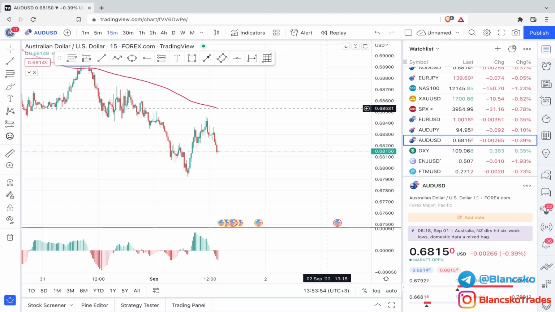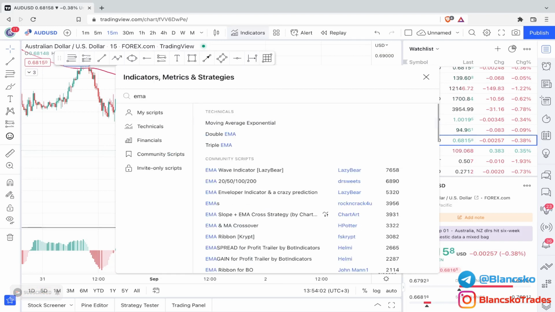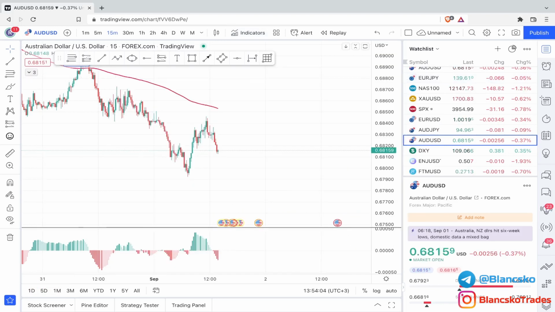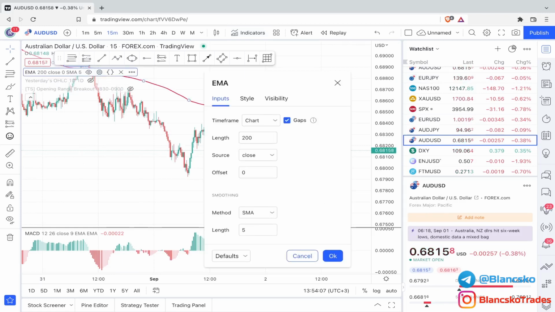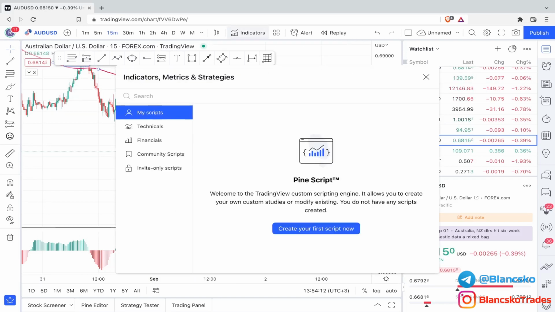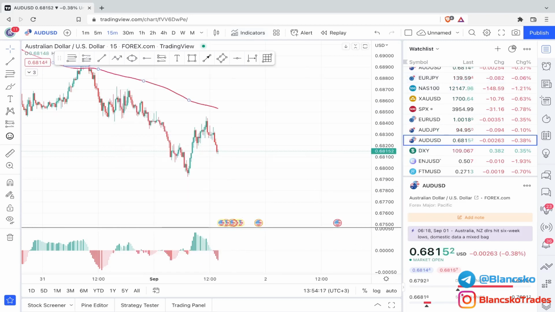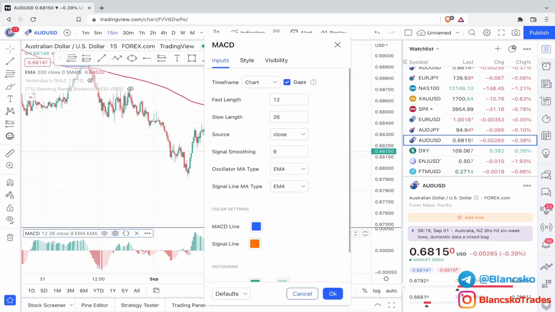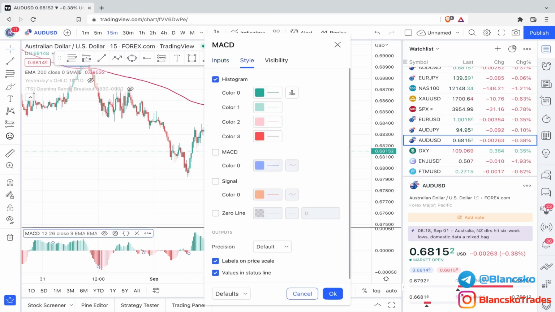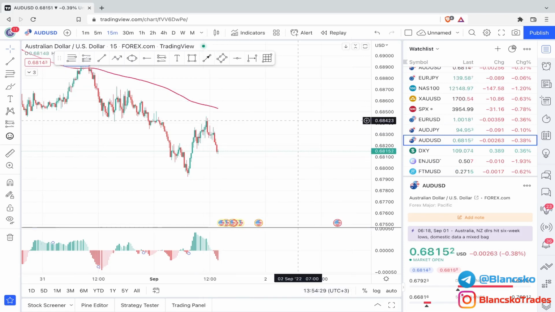Okay, so all we need for this strategy is two indicators. We need the 200 EMA. We go here, we click EMA, moving average exponential. We click on it. We click its settings. We select 200, and that's pretty much it for the length. And then you search for the MACD, moving average convergence divergence. You add it to your chart, and all you have to do is click the settings. We leave the inputs as default, and on style, just disable MACD, signal, and zero line. That's all you have to do. And after this, we are all set.